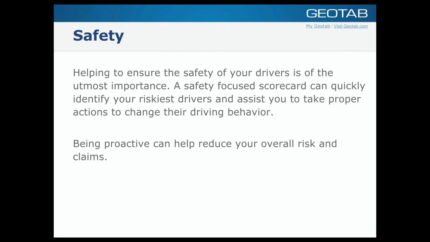But absolutely you can go by your riskiest drivers, and we always tend to go by the riskiest drivers because we want to be proactive. We want to be able to take the actions before something bad happens. It can help reduce your overall risk and claims, and we've actually seen with one fleet what was the amount again, Carrie? It was 33%, I think, on the claims.